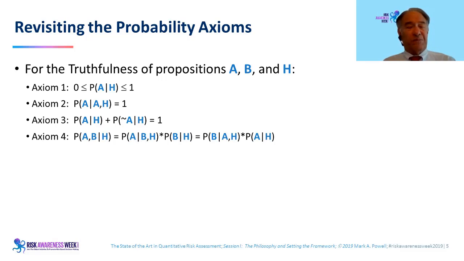And axiom 4: the comma means and. You'll notice that the bar means given. We covered that in our notation in session 1. The comma means and, the Boolean and operation. The probability of A and B given H is equal to the probability of A given B and H times the probability of B given H. And because of the commutability of the Boolean and operation, we can swap the B and A, and that gives us the probability of B given A times the probability of A.